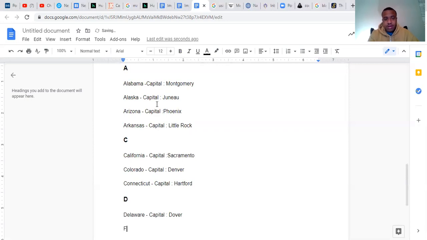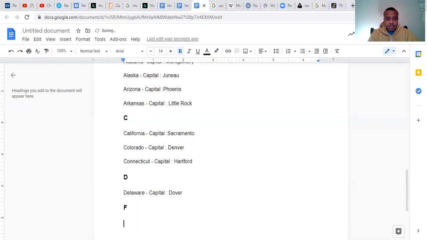Time to go to one of the more popular states, one of the more popular vacation spots. Only state to begin with the letter F in the United States. That is Florida. Home of the good oranges.